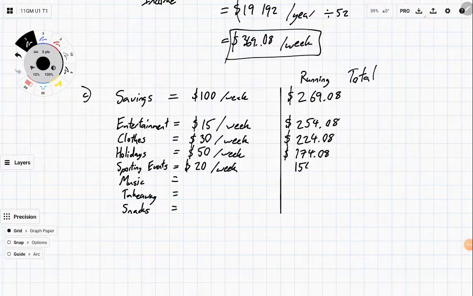154.08. Now for music, I'm thinking something like Spotify, which is approximately $20 a month, so let's call that $5 per week. So minus another 5, $149.08. And we've still got a fair bit of money left over.